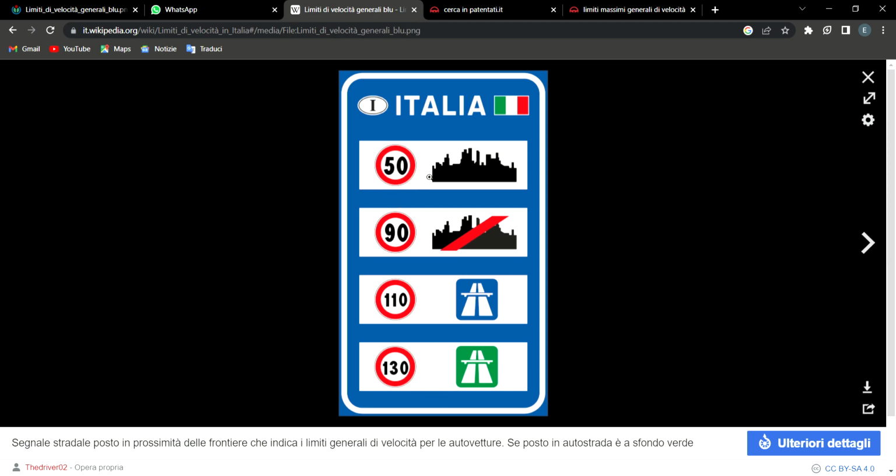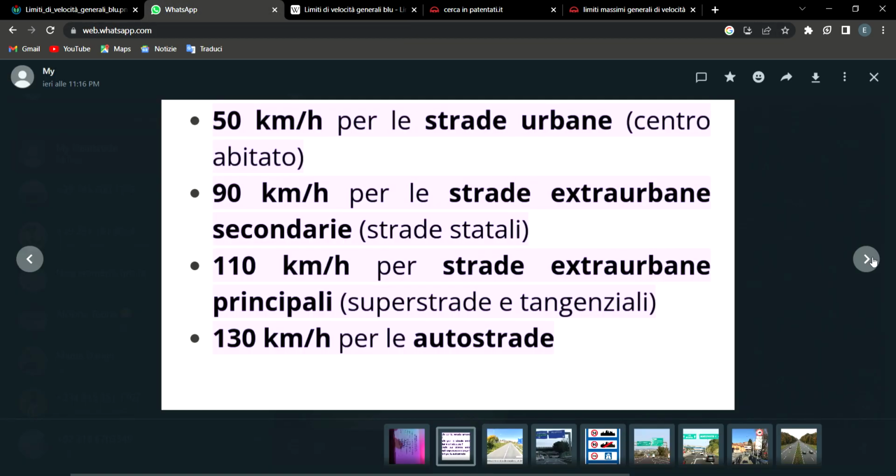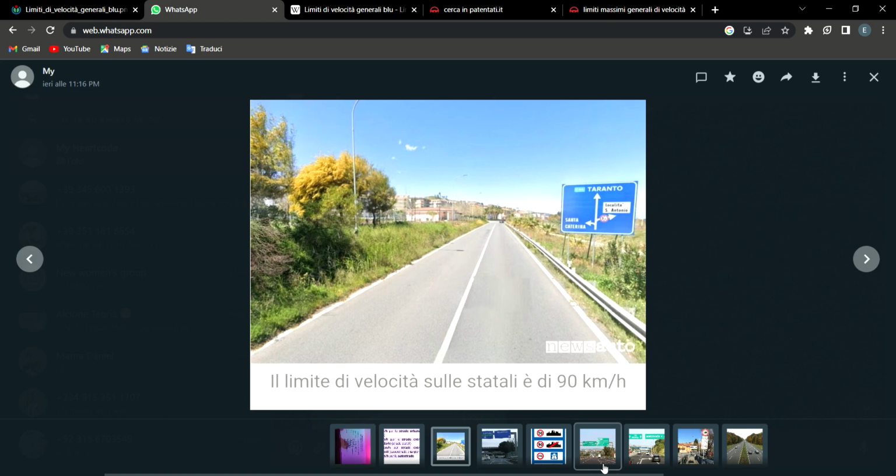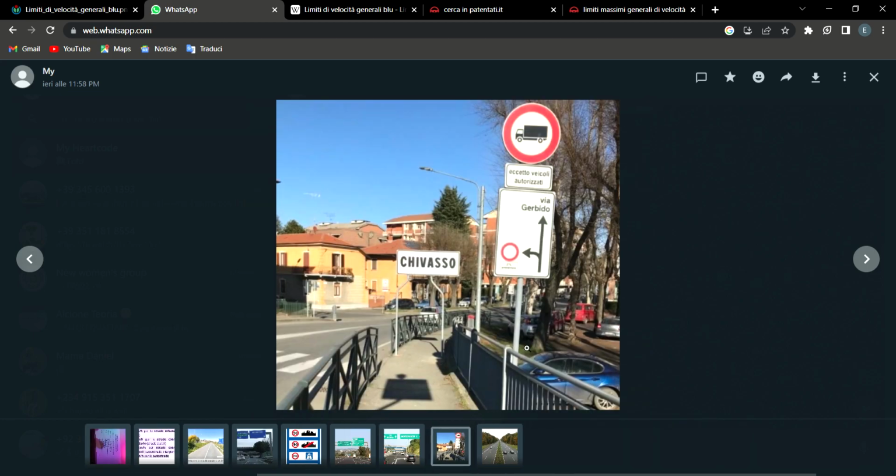So number one, we have the centri abitati. The centri abitati is the least among every category of road. The centri abitati simply means this is a kind of road found inside the city. When we are talking about inside the city, in other words, we are simply talking about a place where people live. So in this kind of road, the maximum speed you are permitted to drive here is 50. Take note of that.